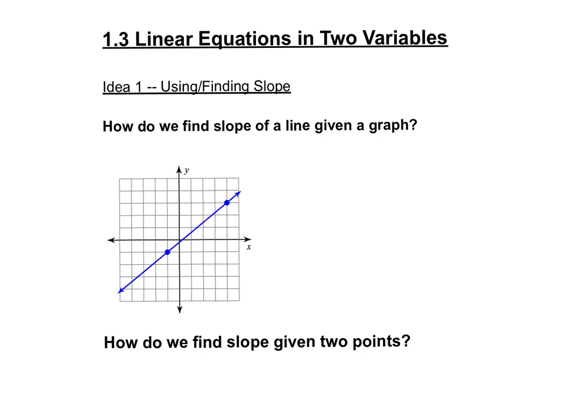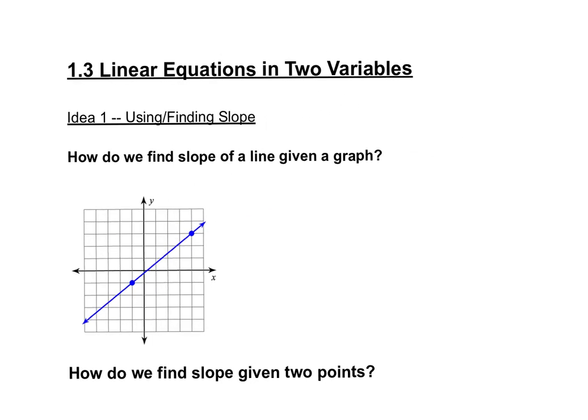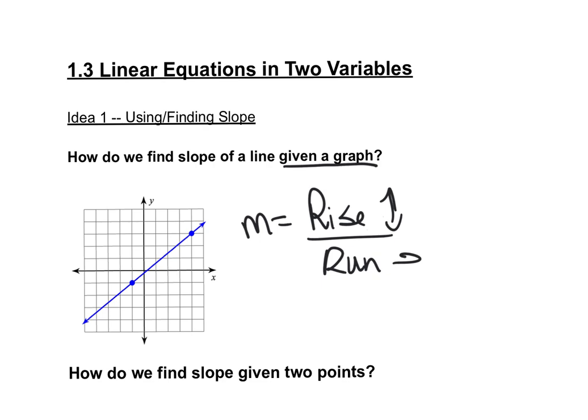What we're going to look at first, and this is section 1.3, is how to find slope. If we find slope given a graph, we use m as slope. Sorry, if we are given a graph, we don't need the change in y and the change in x. We can just count rise, which is up and down, over run, which is left and right.